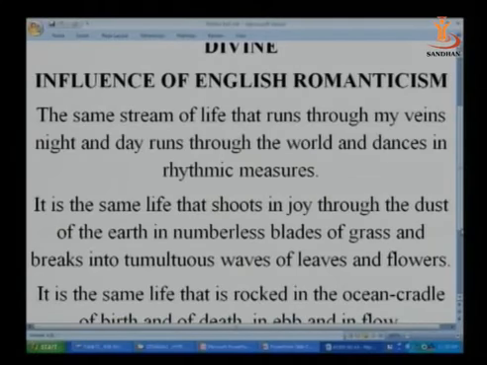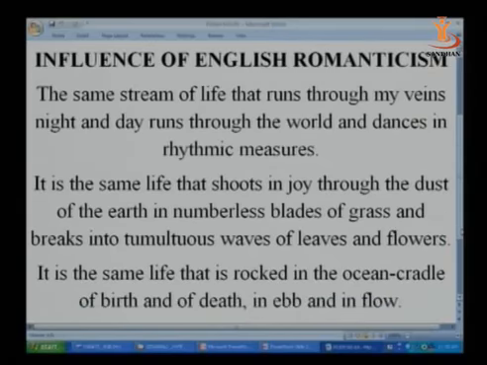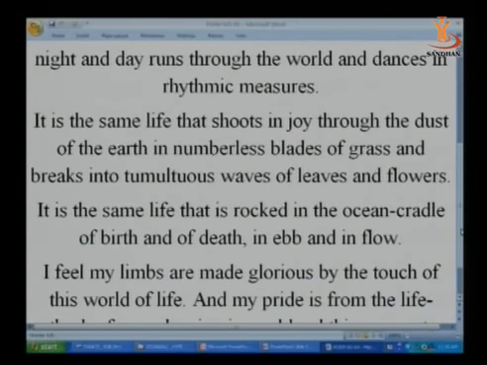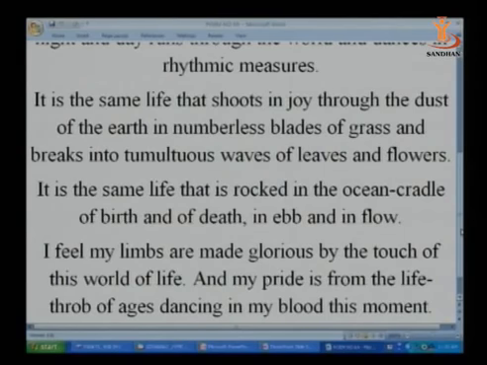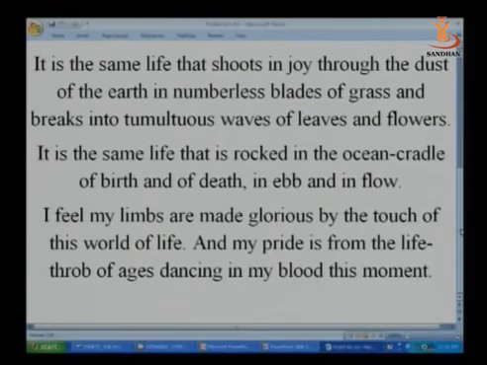The same stream of life that runs through my veins, night and day, runs through the world and dances in rhythmic measures. It is the same life that shoots in joy through the dust of the earth and numberless blades of grass, and breaks into tumultuous waves of leaves and flowers. It is the same life that is rocked in the ocean cradle of birth and of death, in ebb and in flow. I feel my limbs are made glorious by the touch of this world of life, and my pride is from the life throb of ages dancing in my blood this moment.